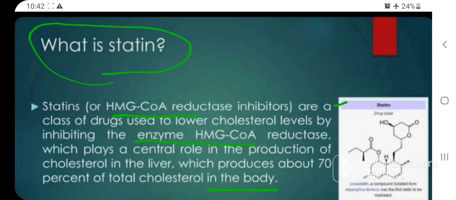In your home, you may be familiar with a grandpa or grandma suffering from high cholesterol levels. Why? Because of hypercholesterolemia, or because of HMG coenzyme A, which stimulates the synthesis of cholesterol. That stimulation is inhibited by these statins. Simple. And 70% of the total cholesterol in the body is produced by the liver. Clear? You have to understand the topic.